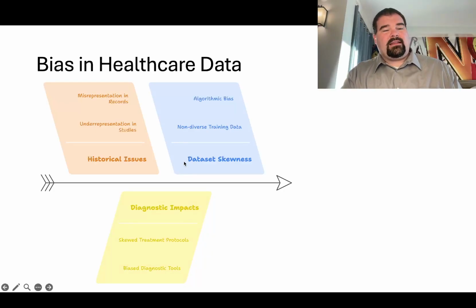We can do measurements on the level of skew that our data has. And when we are going to implement these tools and make these steps, we need to measure that. We need to know exactly how the data is skewed and what level of skewedness we're dealing with. We also have historical issues. So there's going to be misrepresentation in records or underrepresentation in research studies.